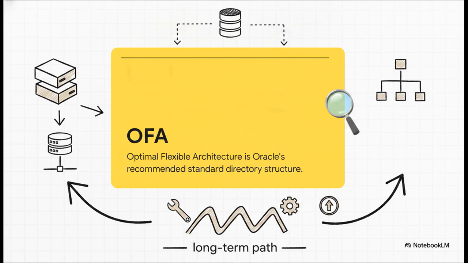Now, a really crucial concept to grasp right here is OFA, or Optimal Flexible Architecture. Basically, this is Oracle's recommended standard directory structure, so instead of just throwing files anywhere, you use a standardized path. Following the OFA standard makes managing your database, applying patches, and upgrading down the road much, much easier.